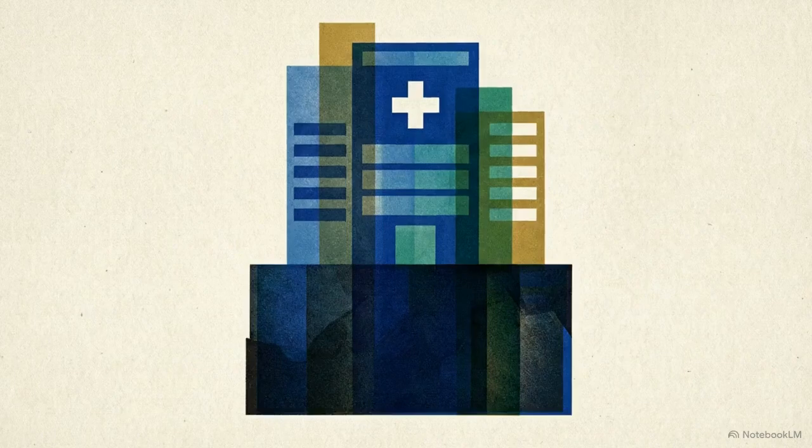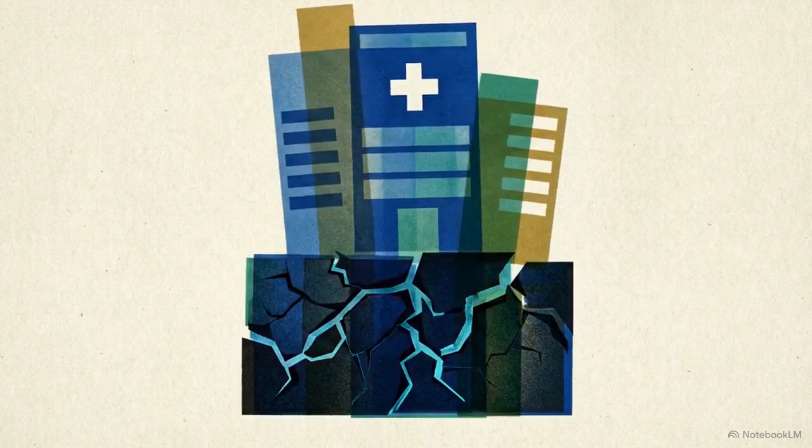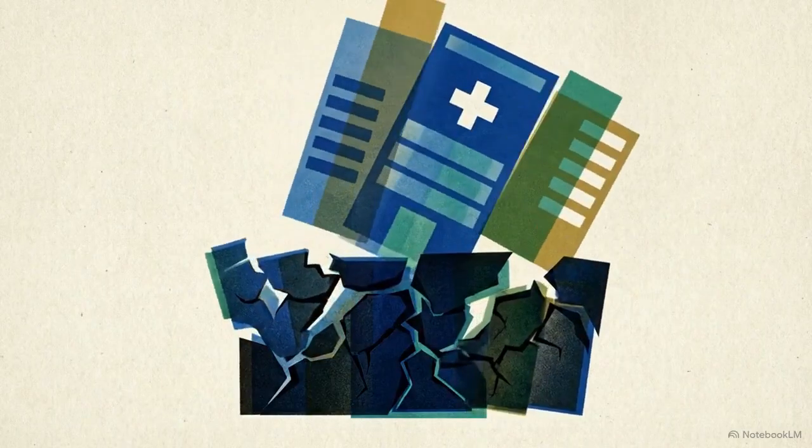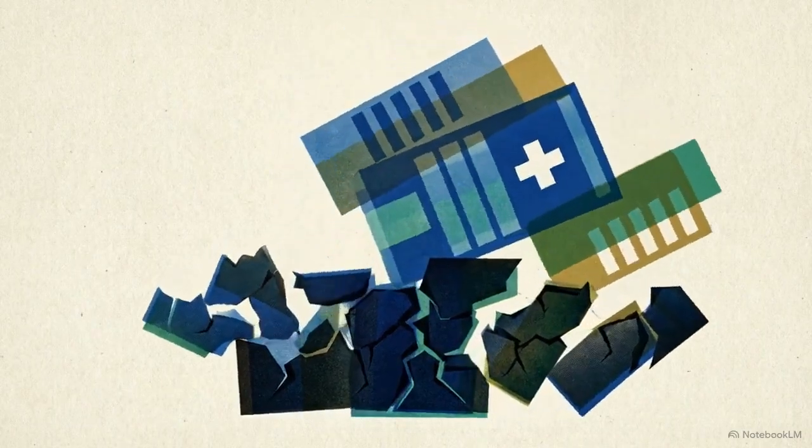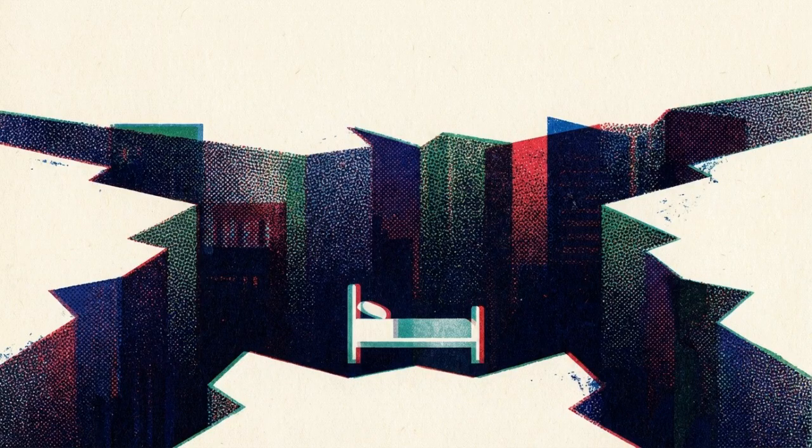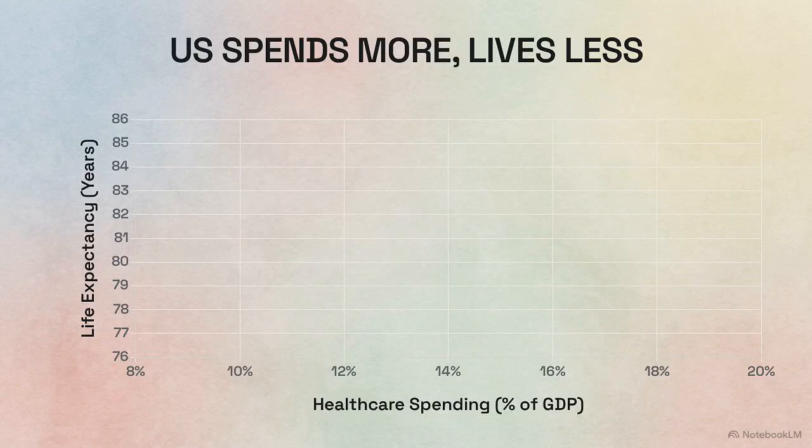American medicine produces some of the most advanced treatments on Earth, but it operates atop a structure that cracks under its own weight. It is the most expensive healthcare apparatus in human history, yet it produces the worst overall survival outcomes among its peers. This scatterplot charts international data from the OECD.